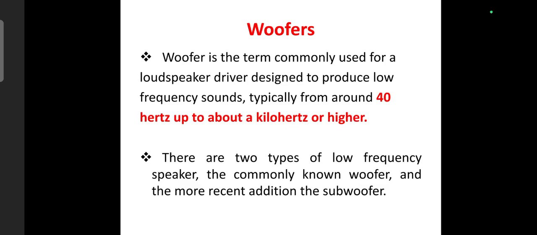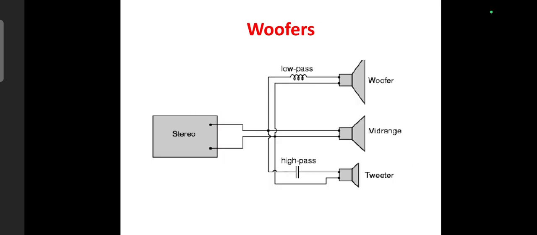To move a large amount of air, a woofer uses a large cone and a relatively heavy voice coil. This allows it to produce powerful bass with high efficiency.